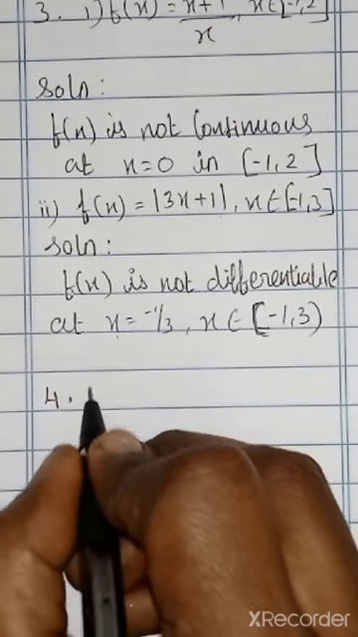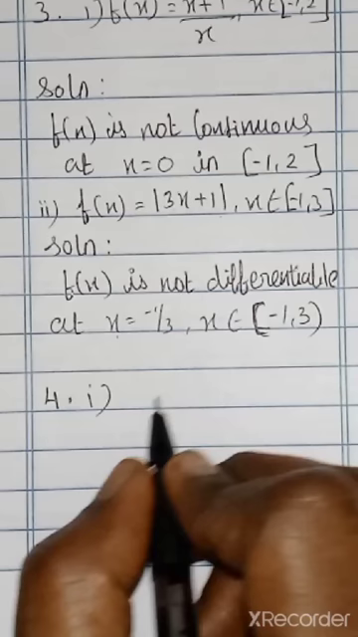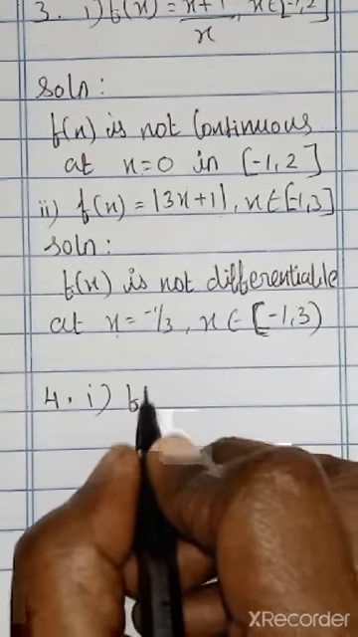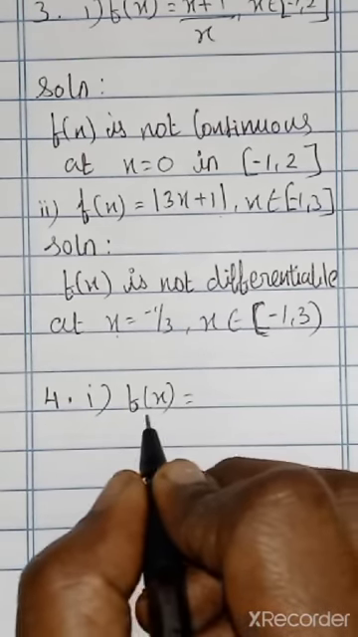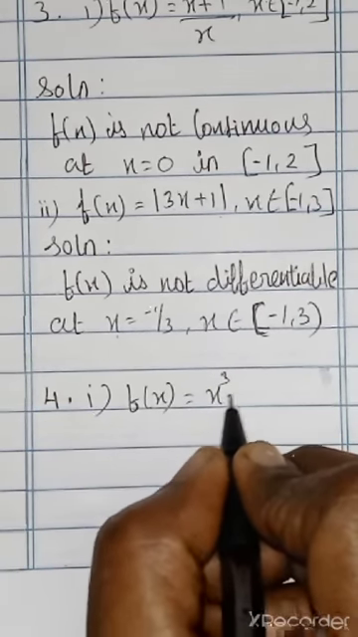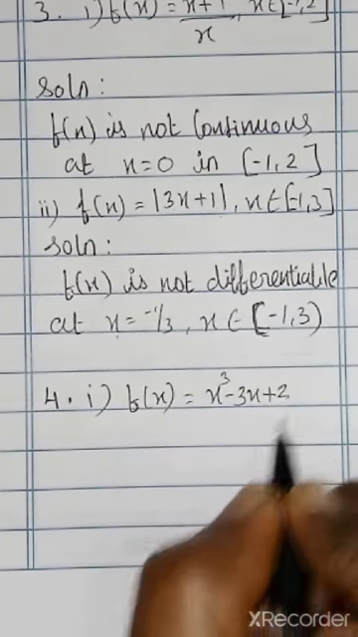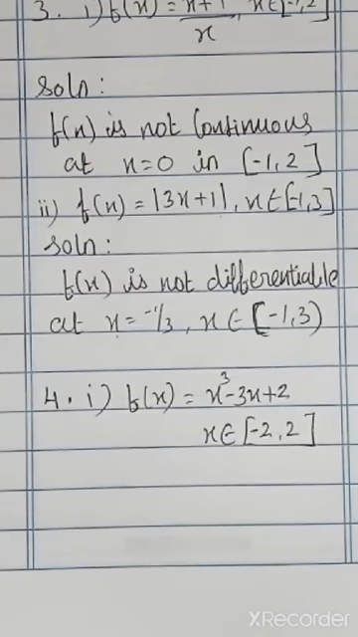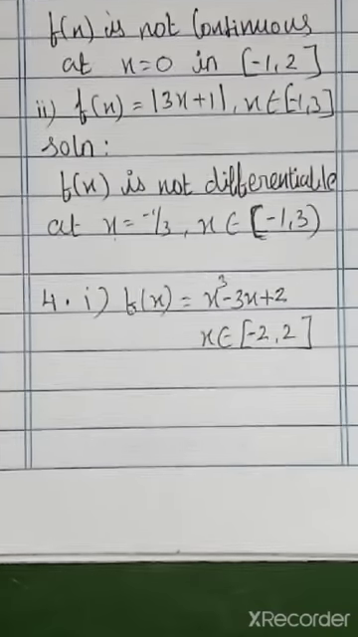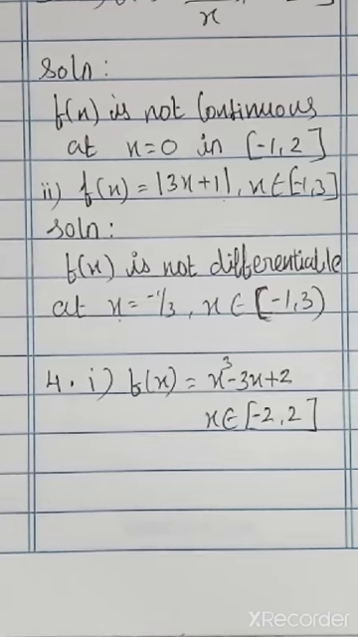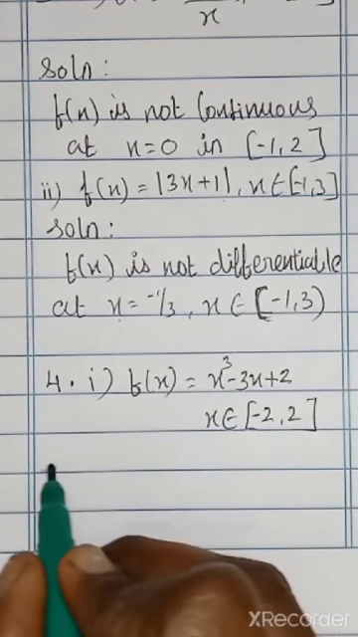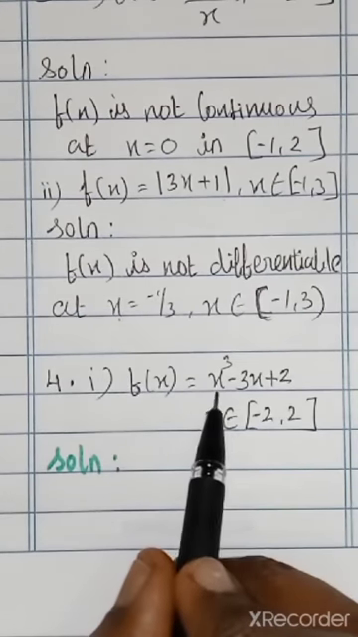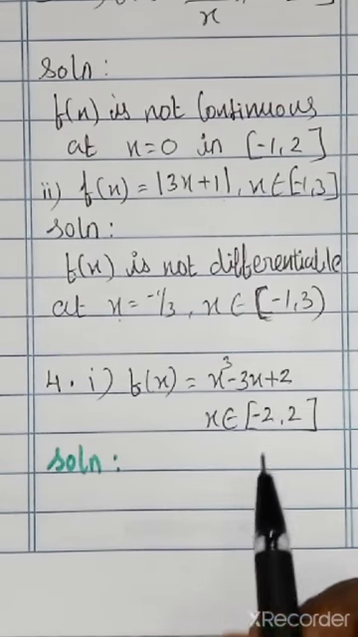Okay, that's all. Now your fourth question: using the Lagrange mean value theorem, determine the value of x at which the tangent is parallel. This is also like your second problem. So what is the question given? f of x equal to x cube minus 3x plus 2, where x belongs to minus 2 comma 2. Now tell me, is this continuous? Yes. Is this differentiable? Yes.